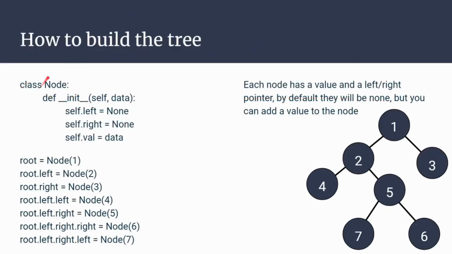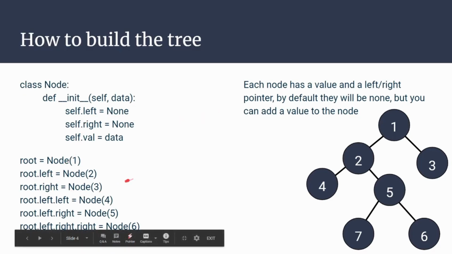How to build a tree. So you create a class called node, where you initialize and you pass in the data. Each node has a left and right pointer, and by default there will be none, but you can add values to the node. So here you're adding the values to the node.